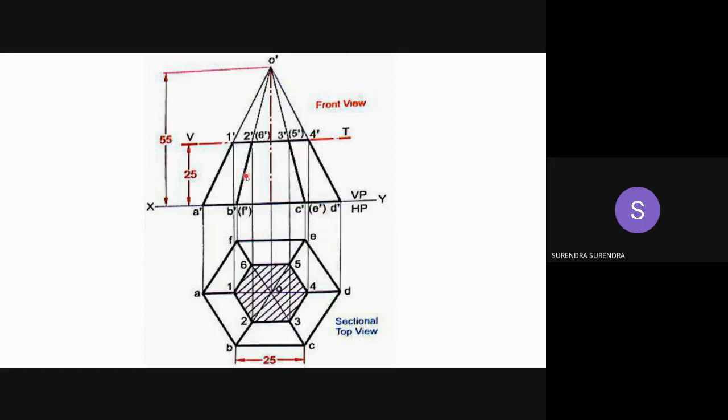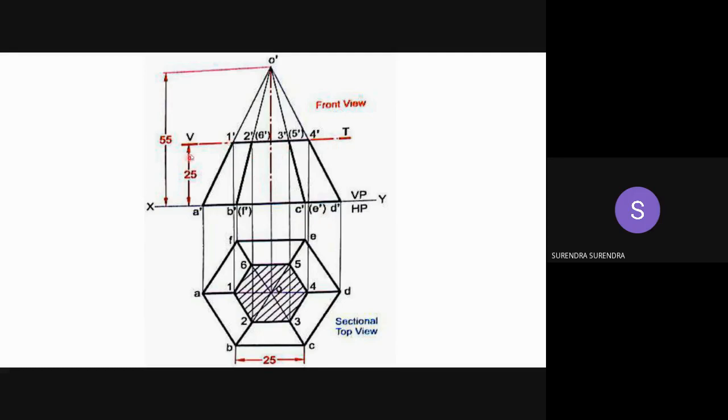After drawing the front view, draw the section plane. The section plane is perpendicular to VP. As it is perpendicular to VP, in front view it looks as a line at a distance of 25 mm from the base. Mark the intersection points. The section plane is intersecting these slant edges at 1, 2, 3, 4, 5 and 6. See here, FO and BO are hidden edges. So 5 and 6 are represented within the brackets, which means these two are hidden points in front view. Similarly, F and E are hidden points.